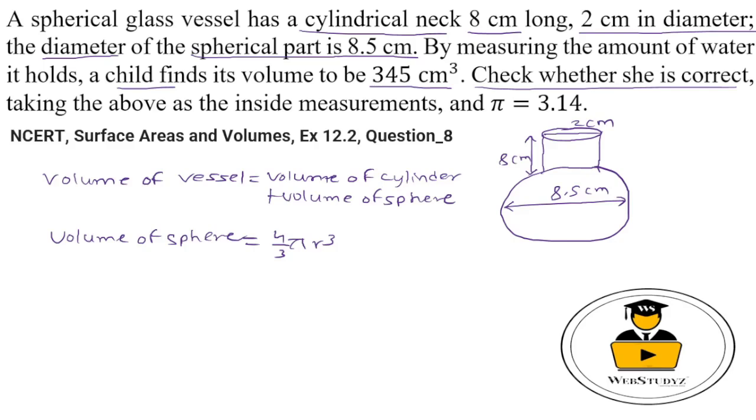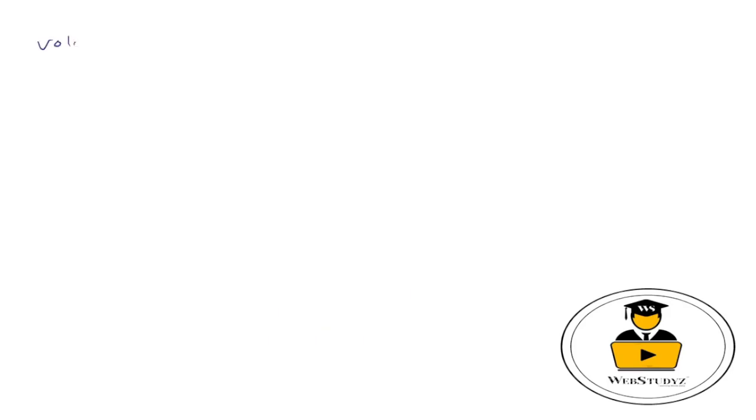So this will be 4 upon 3 into 3.14 into, the diameter is 8.5, so the radius will be 4.25, and cube of that. So if we calculate this, it comes out to be 321.39 centimeter cube.